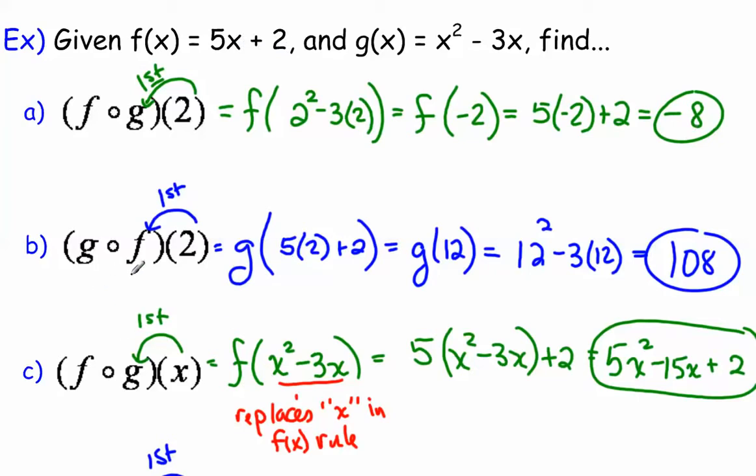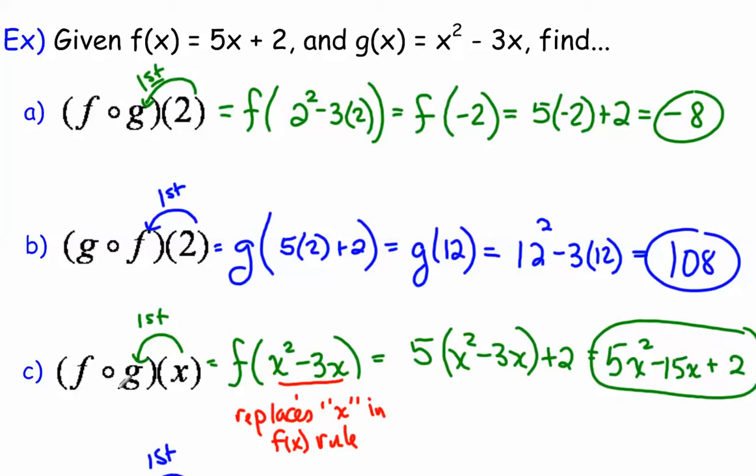What if you switch it and you say g of f of 2? Well, it makes a difference because this time I'm going to take my 2 and I'm first going to plug it into the f, that 5x plus 2 rule, and we're going to end up with a 12. Okay, now I take g of that 12, so I take that 12 and put it into the second rule, x squared minus 3x, and I get 108. Very different answers. Your note for yourself here, when I do function composition, the order matters.